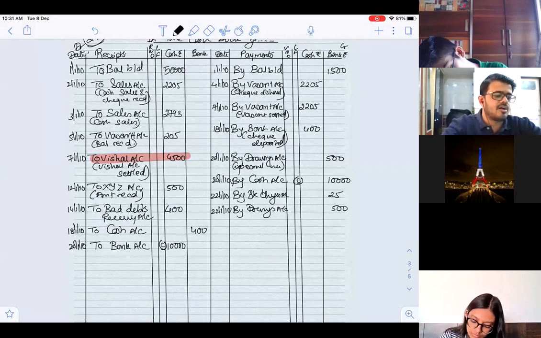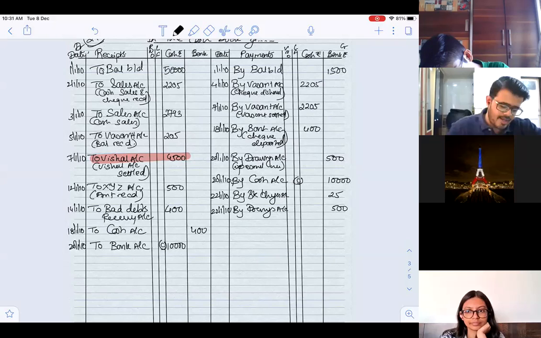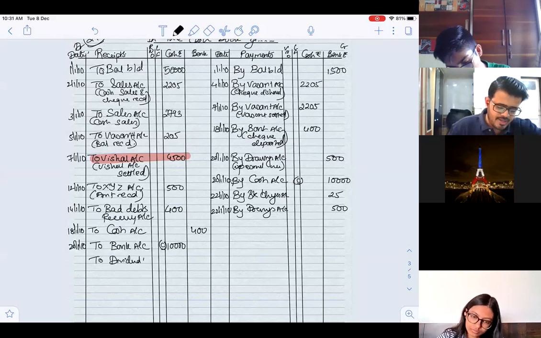And credited our account for 300 for dividend collected. What is dividend for us? Income. So what entry we pass? Bank to dividend. Bank to dividend. So to dividend in the bank column.